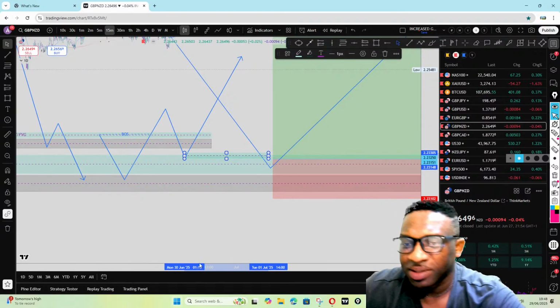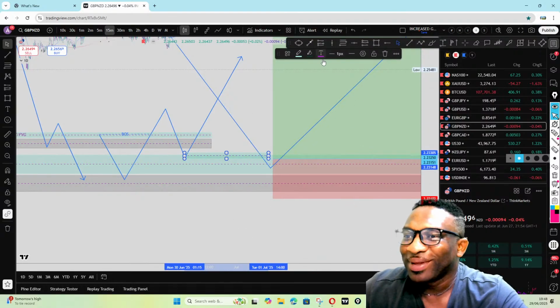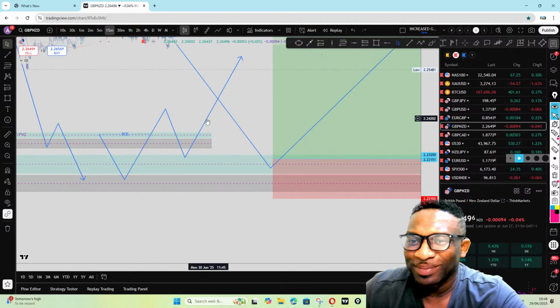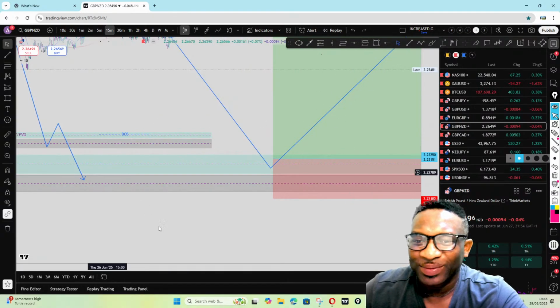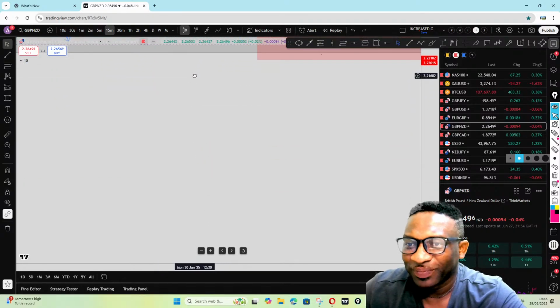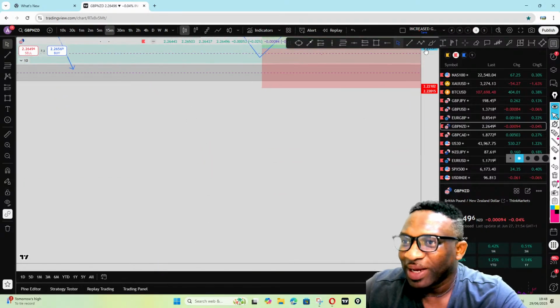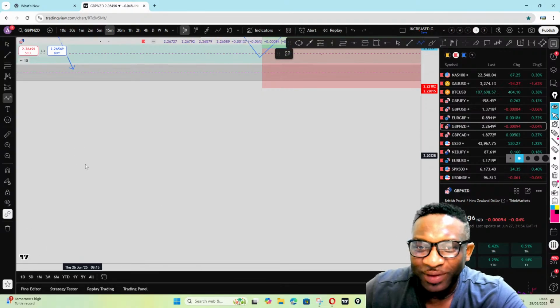This is looking messy now. Let me take this out so that it's much clearer. Let me take this out, push it up. So what I was saying is we want to have a confirmation entry.